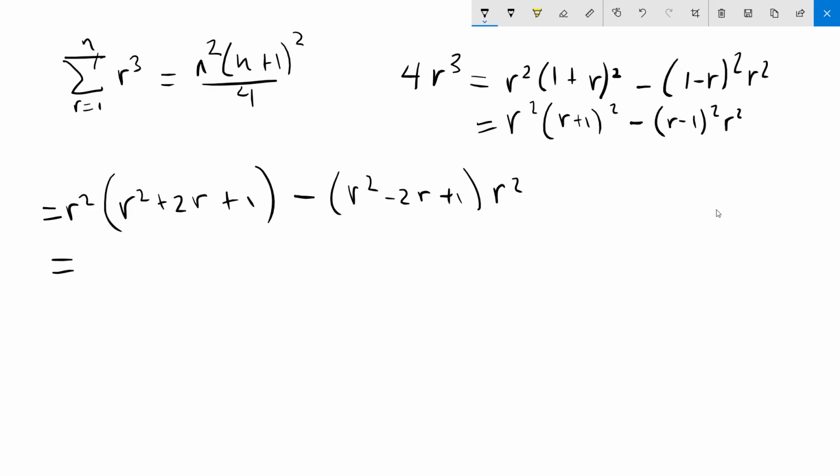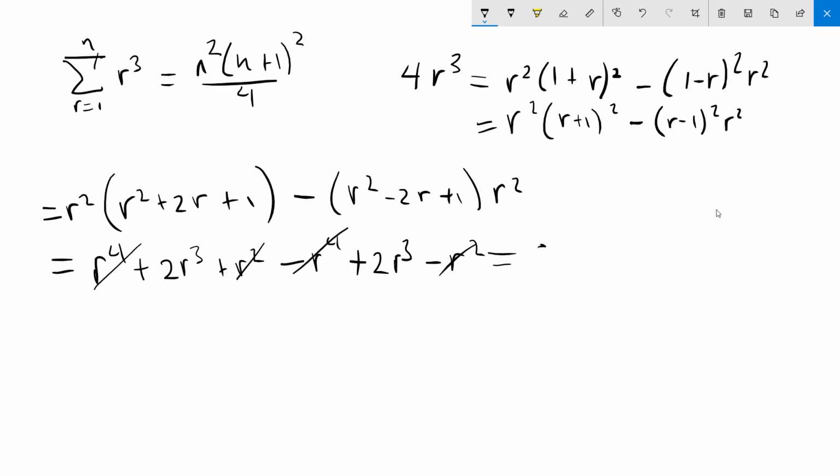Now we just simply expand the brackets and subtract like terms. Here we get r to the 4th plus 2r to the 3rd plus r squared. And here we get minus r to the 4th plus 2r to the 3rd minus r squared. Okay, so here we can clearly see that the r squareds cancel, the r to the 4th cancel, and what we end up with is 2 plus 2, which is 4r cubed. Whether or not you see where this formula comes from doesn't really matter. The only thing that does matter is that when you expand it, it does equal this 4r cubed thing.